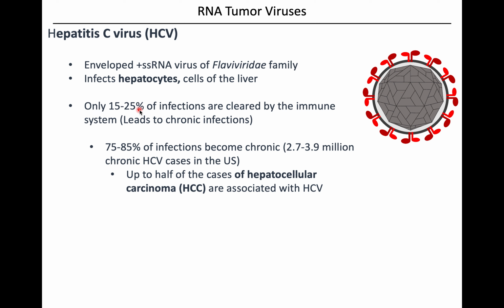And a relatively high percentage of Hep C infections become chronic. The immune system just can't completely clear them, so the virus hangs around for many, many years. And a high percentage of these chronic HCV cases are linked to a common liver cancer called hepatocellular carcinoma, or just HCC, we'll call it. So in the U.S., there's thought to be several million chronic HCV cases, and about half of the HCC cancers are linked to this particular virus.